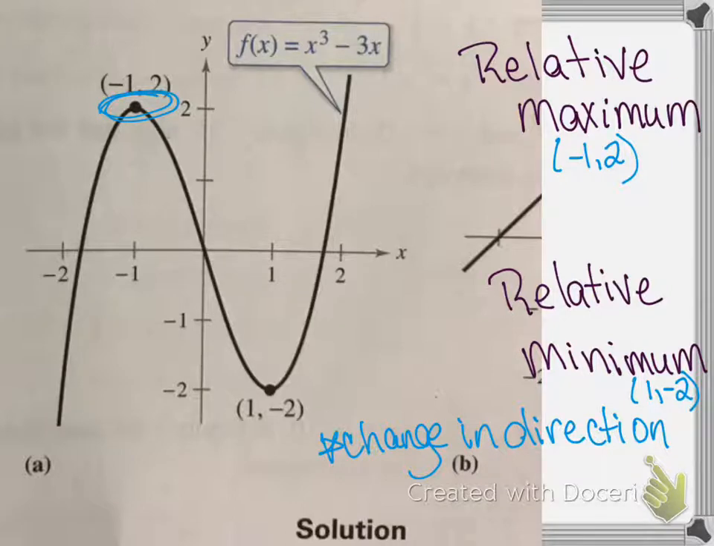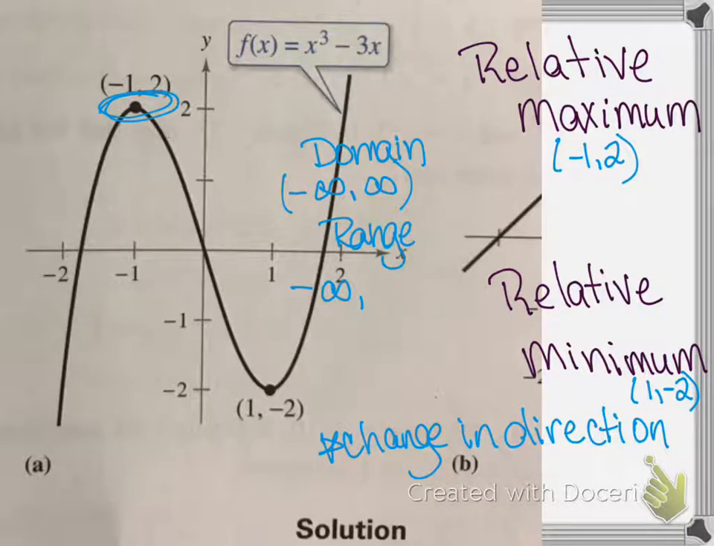What is the domain of this graph? What's the domain? Good. It's all real. Negative infinity to positive infinity. What about the range? It's the same. All reals. Negative infinity to positive infinity. So the big thing about this slide is your relative maximum and your relative minimum is a change in direction. Change in direction. Okay, can I erase this?